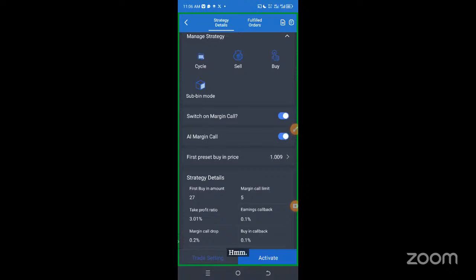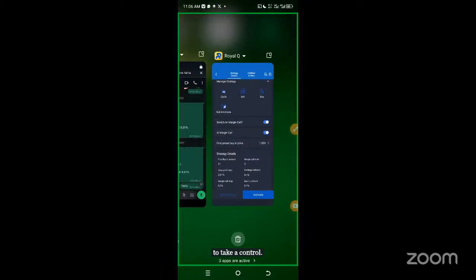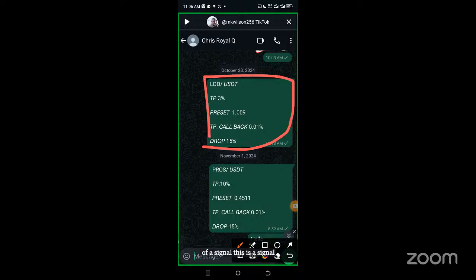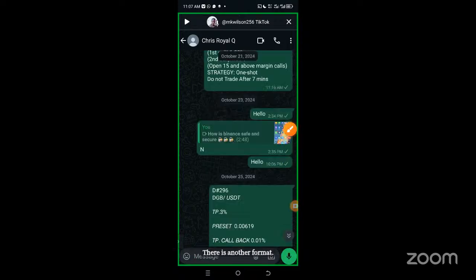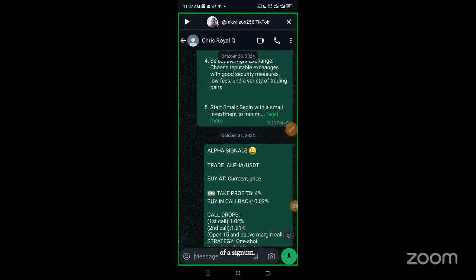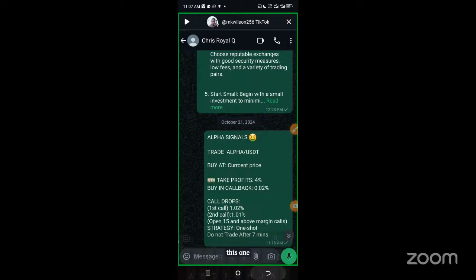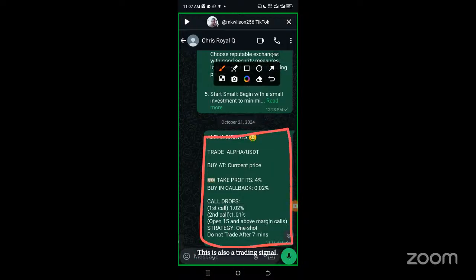To take control. Now, there is another format of a signal. This is a signal in a different format. In this signal, you don't need this. This you don't need it. This you don't need it. You need this and this. There is another format of a signal. This one here. This is also a trading signal.